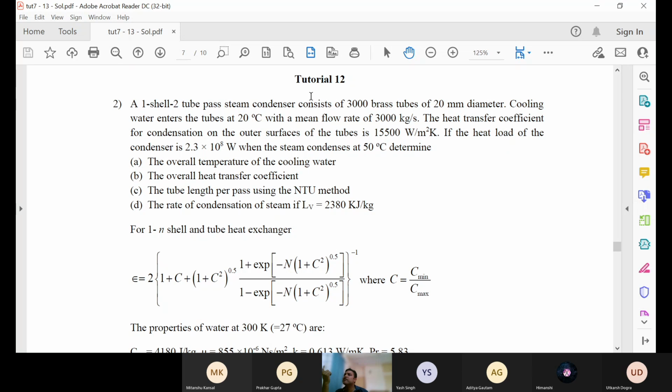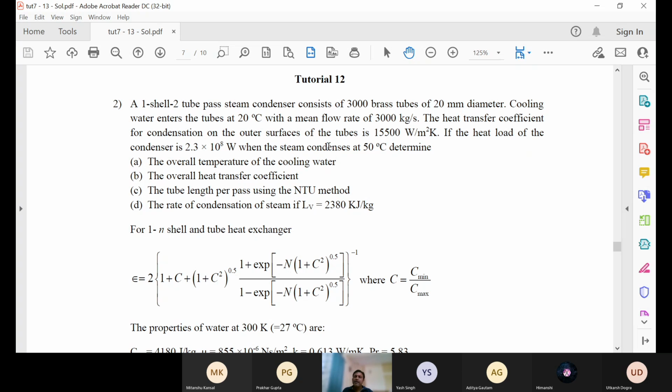using the Dittus-Boelter equation. If the heat load of the condenser is 2.3 into 10 raised to power 8, that means the Q value is given. Q value is 2.3 into 10 raised to power 8. And the steam condenses at 50 degrees Celsius. So the condensing temperature of the steam is given as 50 degrees Celsius.